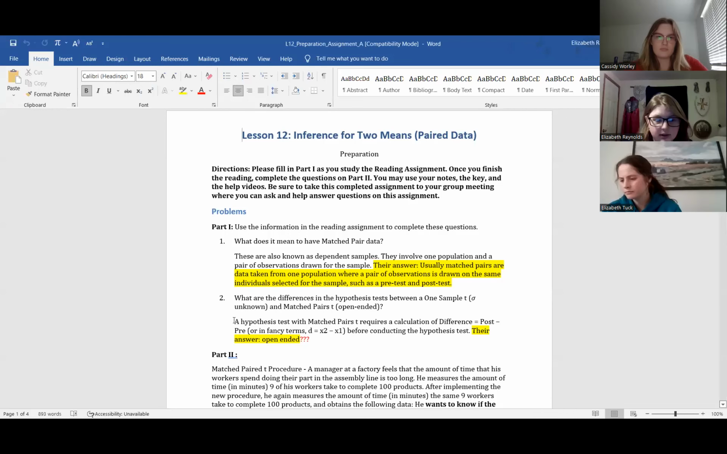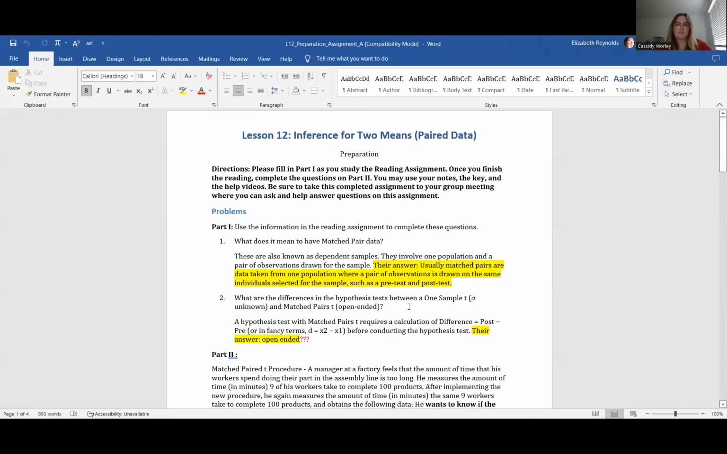There was something I was sort of confused about with the preparation assignment. So question 2, when they said, what are the differences in the hypothesis tests between a one sample T and matched pairs T? And their answer was literally just the words open-ended. Yeah, I was confused about that too. So it's not just me then, that's good to know.